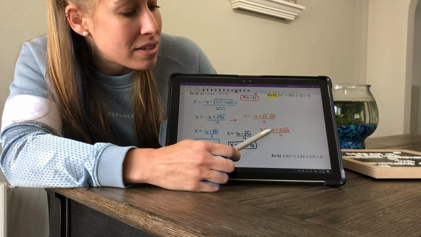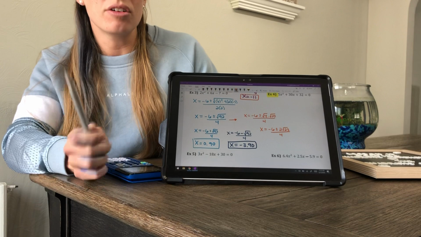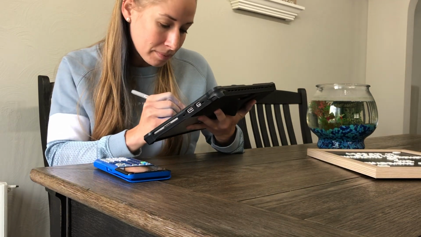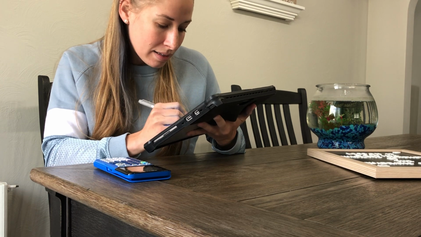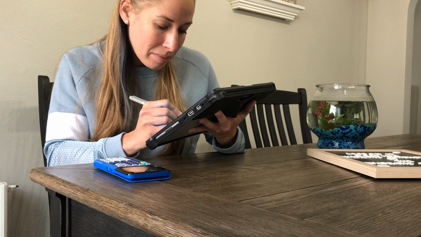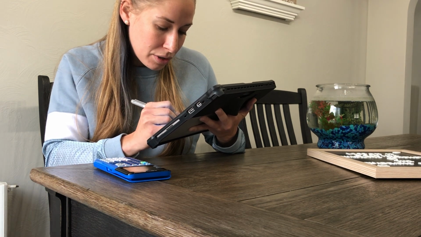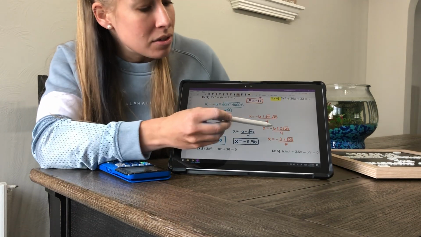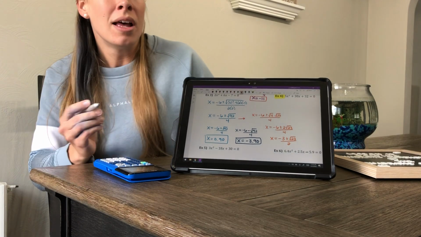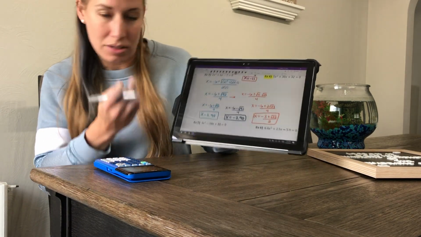Now you can look at all of your outside numbers: the 6, the 4, the 2. Since they're all even, you can divide them all by 2, and what you would get is x equals negative 3 plus or minus the square root of 23 all over 2. So 6 divided by 2 is 3, 2 divided by 2 is 1, 4 divided by 2 is 2. That would be your simplified radical answer.